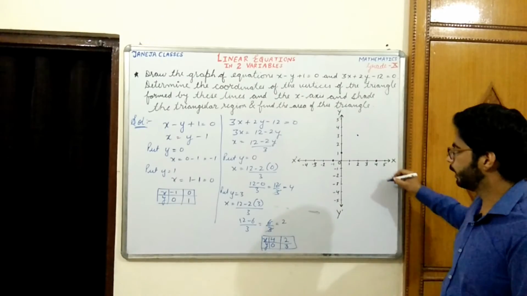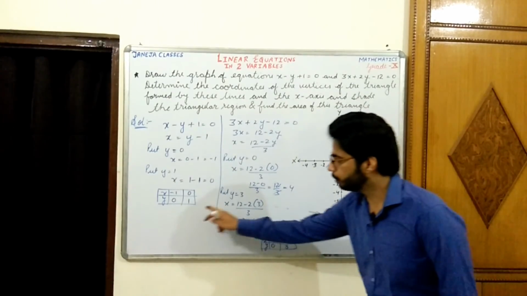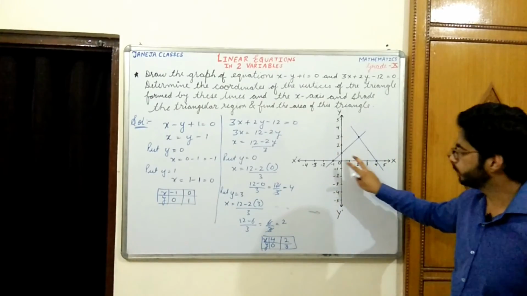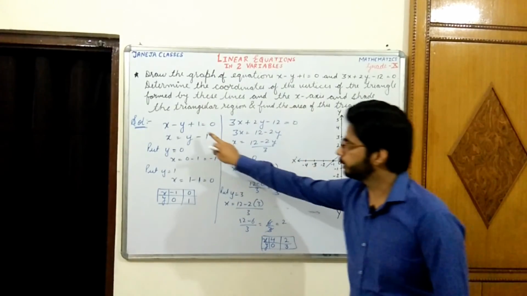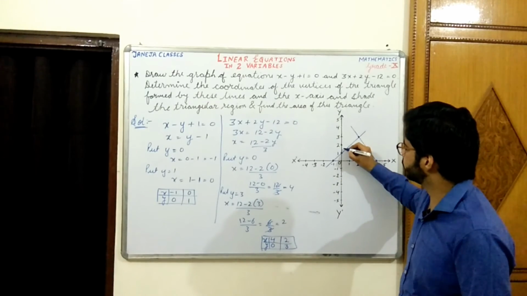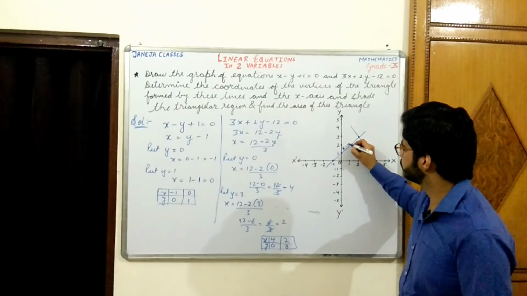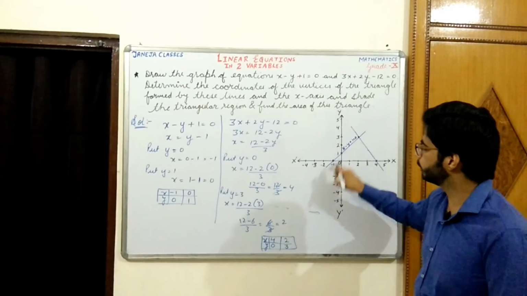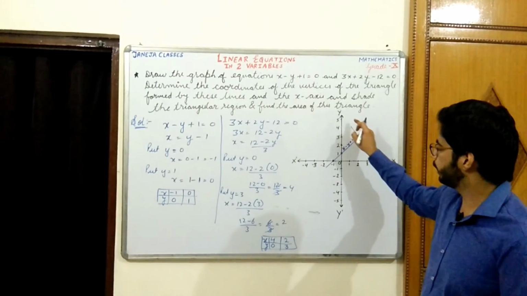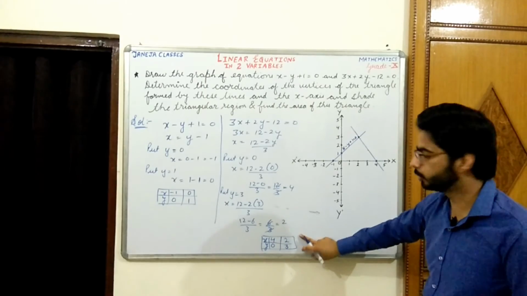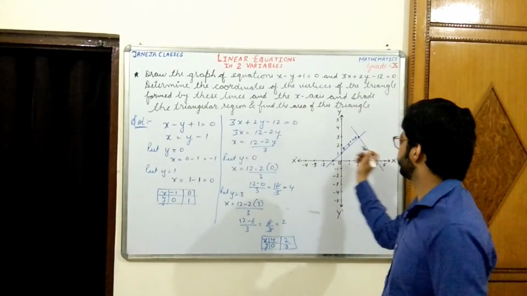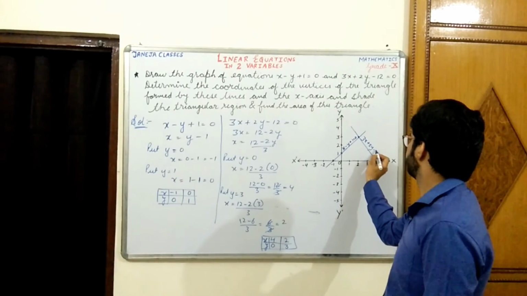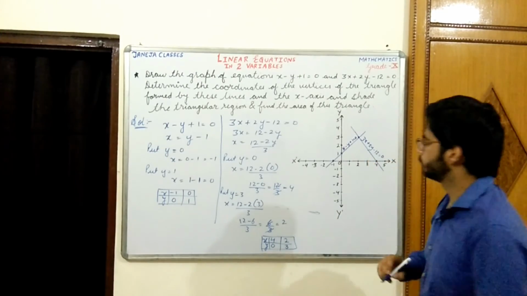So we can draw this line, and now after plotting these points, we got these lines. These 2 points are representing this equation, x minus y plus 1 is equal to 0. So this line is for this equation, and this line has been formed by these 2 points. So this line is representing this equation, 3x plus 2y minus 12 is equal to 0.